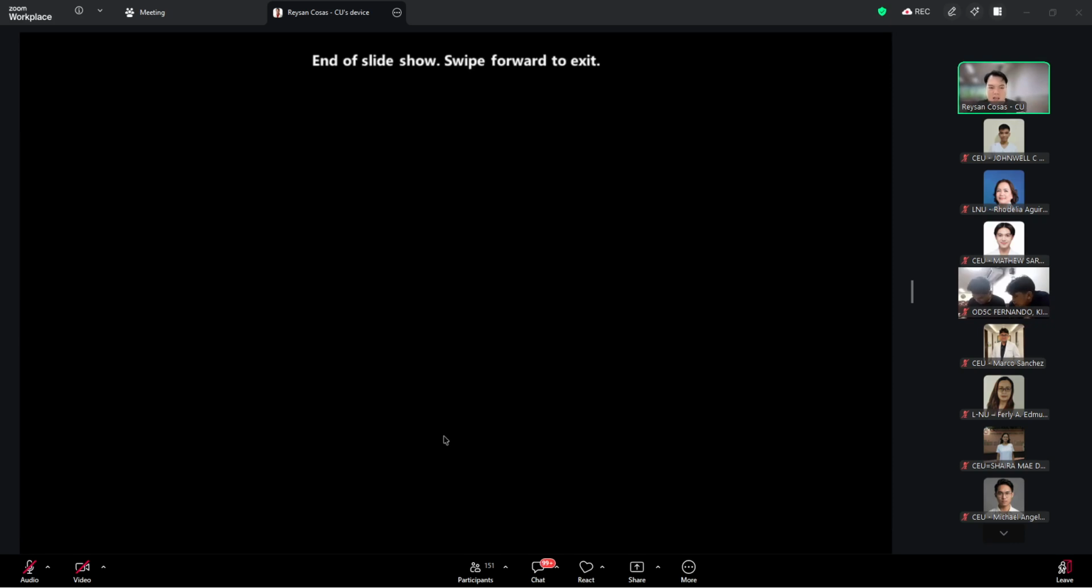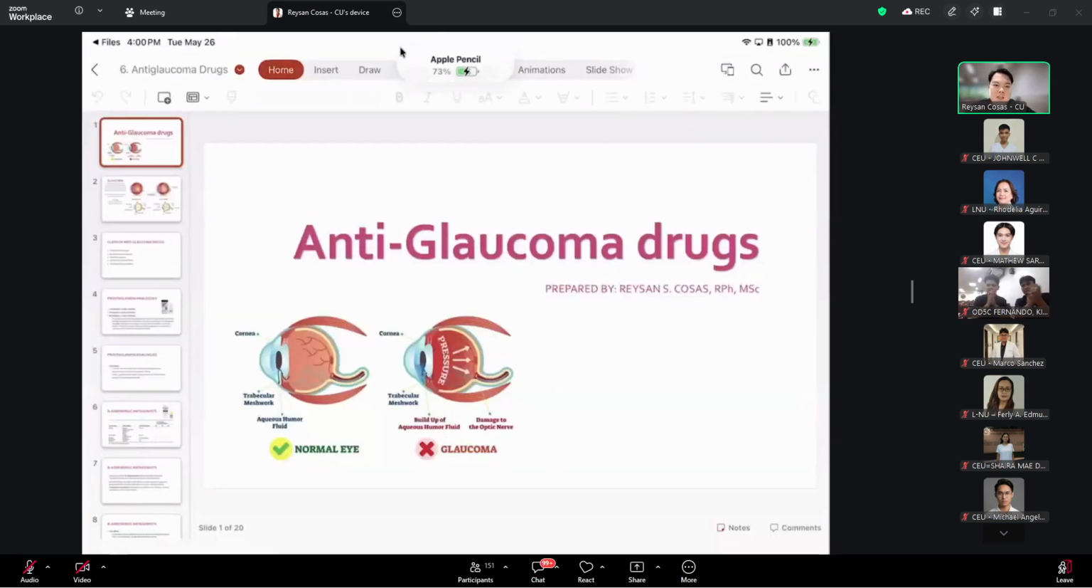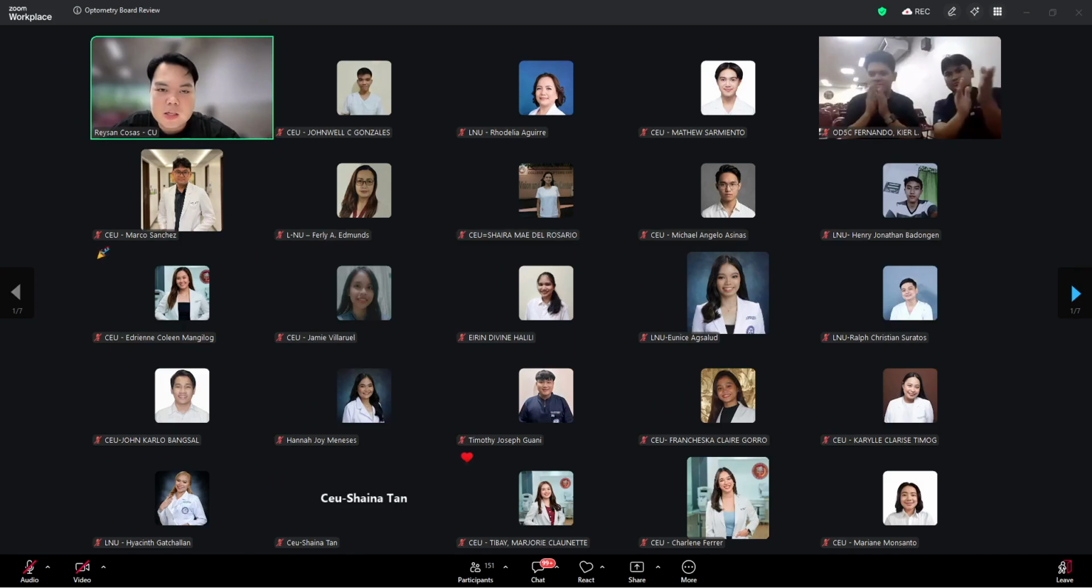So that ends our discussion of the anti-glaucoma agents. Doctors, do you have any questions regarding the anti-glaucoma agents? You can ask me if you want to clarify.